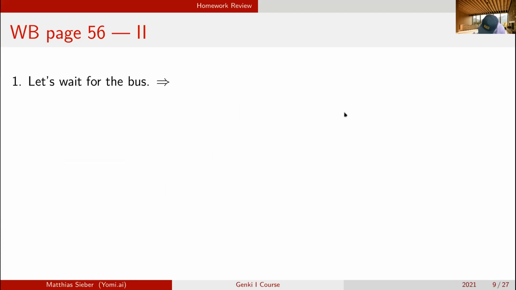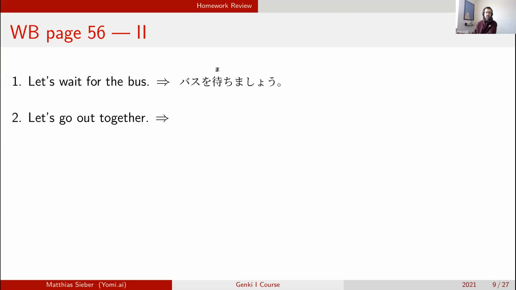Okay. Next we have page 55. You submitted via Discord. I put my comments on that as well. So next, page 56, Roman numeral 2. Let's wait for the bus. バスを待ちましたよ。待ちましょう。バスを待ちましょう. Very good. Let's go out together. 一緒に一緒にしましょう。That's kind of like let's do it together.